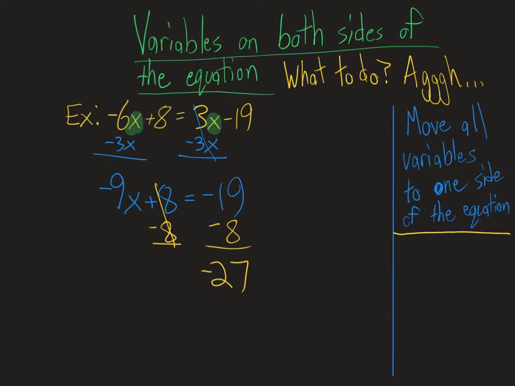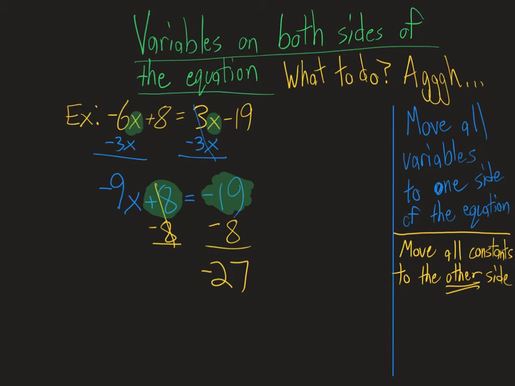We want to move all variables to one side of the equation, and then make sure to move all your constants. Okay, that's the numbers that don't have a term. Constants are these guys, the -19 and the +8. They're terms without a variable. Move all your constants to the other side. Okay, and after that, we'll always end up in this position.